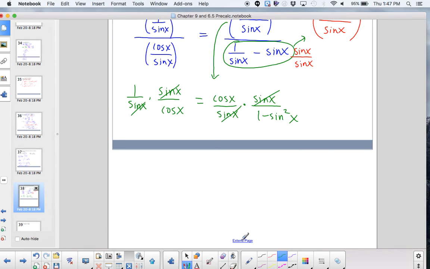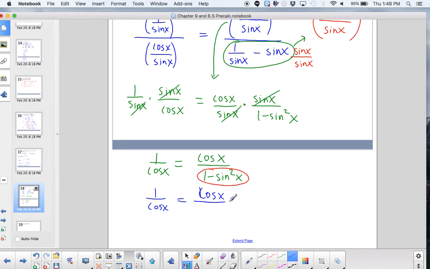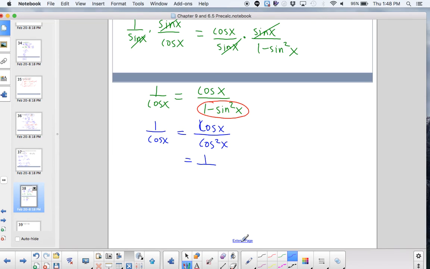And so from here, I'm left with 1 over cosine x is equal to cosine x over 1 minus sine squared x. Okay, and then we should know that we can take this and replace it with cosine squared x using the Pythagorean identity. And when I do, I have 1 over cosine x is equal to cosine x over cosine squared x, which is equal to 1 over cosine x. And so at this point we've set the two sides equal to each other, and so it does check out.